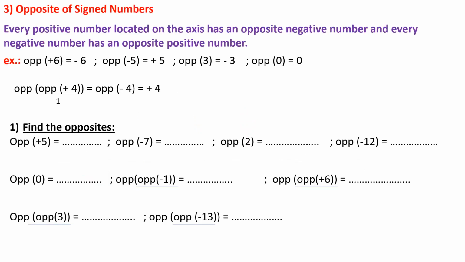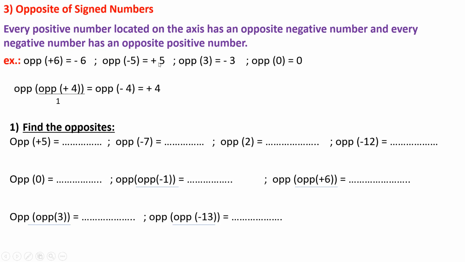Now let's talk about opposite of signed numbers. Every positive number located on the axis has an opposite negative number, and every negative number has an opposite positive number. Any two opposite signed numbers have the same number, but they have different signs. So the opposite of +6 is -6. So we have the same numbers, but the opposite of positive is negative.